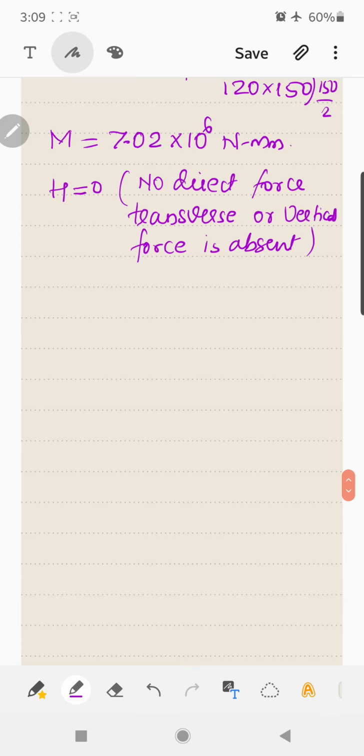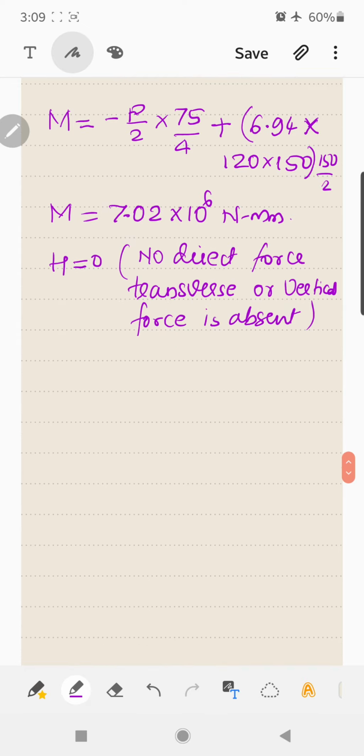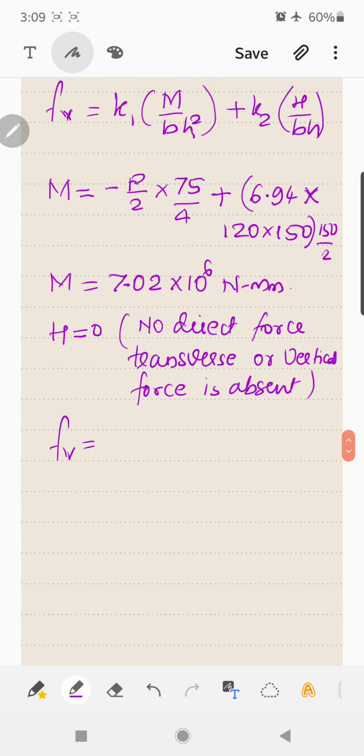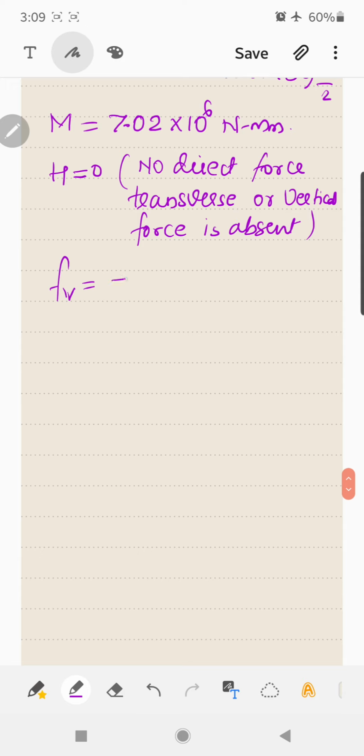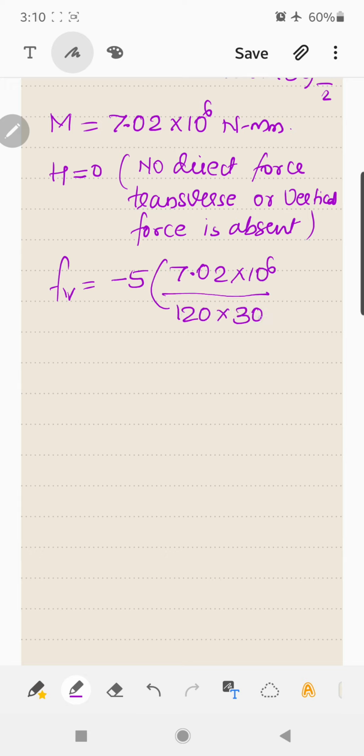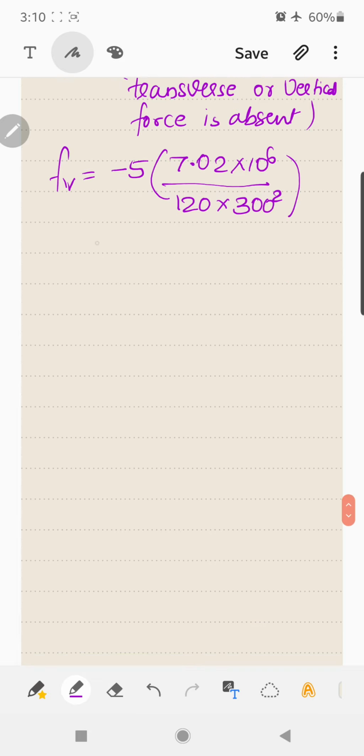Now next, substitute this in Fv. So Fv is equal to, substituting M and H, constant K1 into M by B H square. So minus 5 into 7.02 into 10 to the power of 6 divided by B 120, H is the depth of the section, 300 square. So we will get Fv is equal to minus 3.25 Newton per mm square.